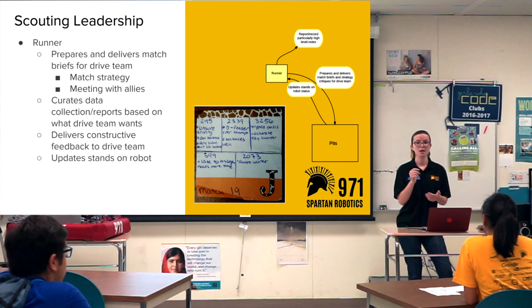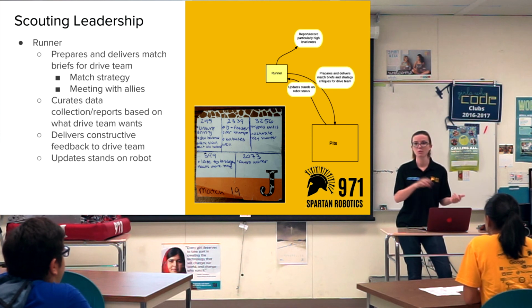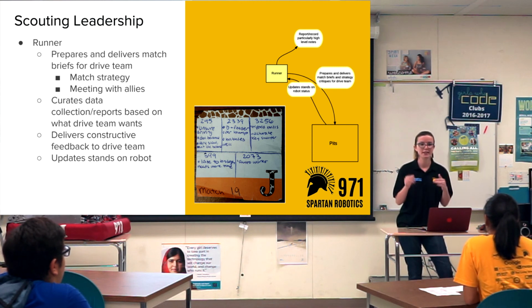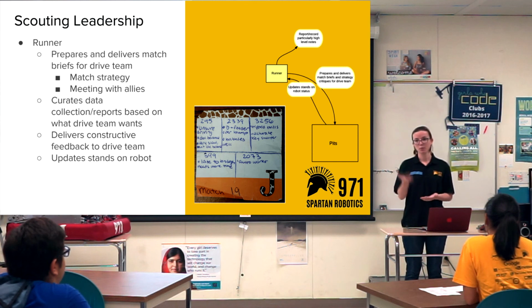And then I would take stock of strengths and weaknesses, like strategy things we need to know, like, this robot only inbounds from over here, or they're a really wide robot, it's really easy to block them if you get up and so they can't turn, or something like that. Little tips and tricks for the drive team. Then I would go down to the drive team, brief them, and then we would go meet with the allies and come up with our match strategy.